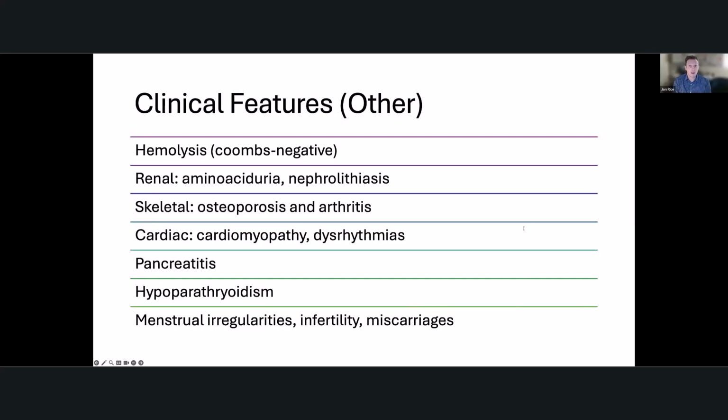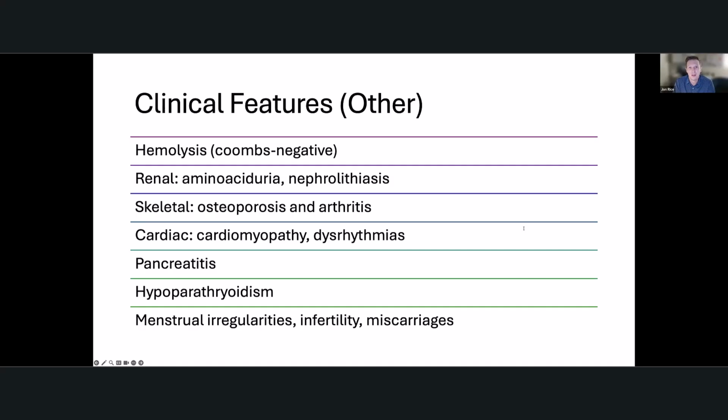So outside of the eye and the neurologic in the liver, you can also get hemolysis, which is a Coombs negative process, so that's an important distinguishing factor. You can get aminoaciduria, nephrolithiasis, you can get osteoporosis or arthritis, cardiomyopathy, dysarrhythmias, pancreatitis, hypoparathyroidism, as well as menstrual irregularities, infertility, and miscarriages.